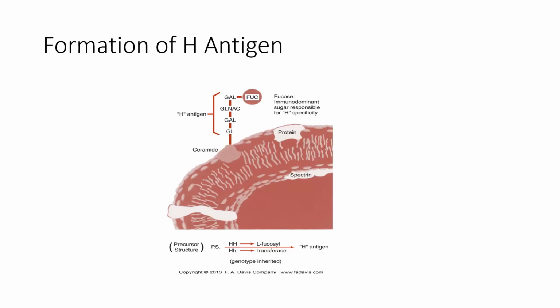When a person is either homozygous or heterozygous for the capital H gene, they will generate the gene product, which is a fucosyltransferase. This fucosyltransferase will add the L-fucose to the precursor substance to create an H antigen. The immunodominant sugar responsible for the H specificity is fucose. This is the only antigen formed by people who are type O. Therefore, this is the immunodominant sugar for type O people.